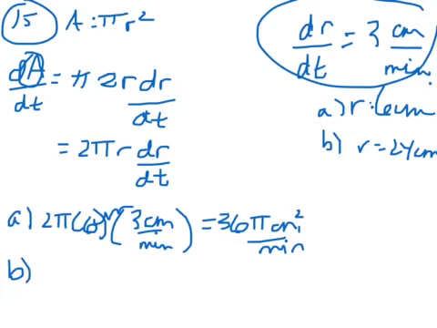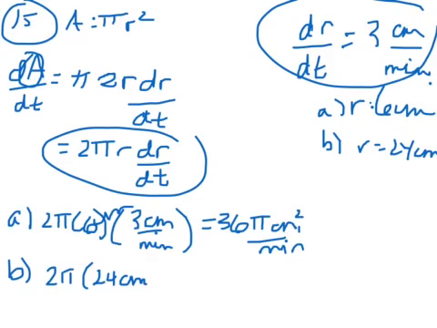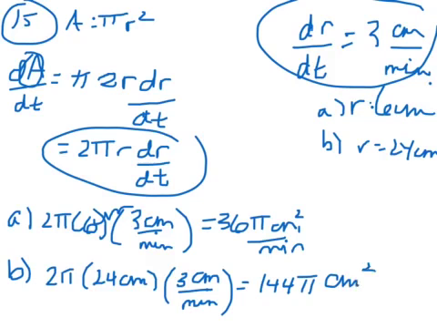The B part, what if it's 60? I'm sorry, no, what if the radius is 24 centimeters? I don't know why I had 60 in my head. 2 pi r, going back to this equation, just plugging in a new r, 24 centimeters, and then the dr dt was 3 centimeters per minute. So that's going to be 3 times 24 times 2, which is 24 times 6, 144 pi centimeters squared per minute would be the rate of change of the area with respect to time if your radius was changing by 3 centimeters per minute.